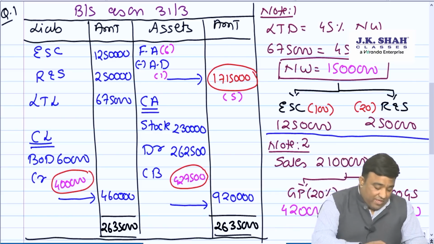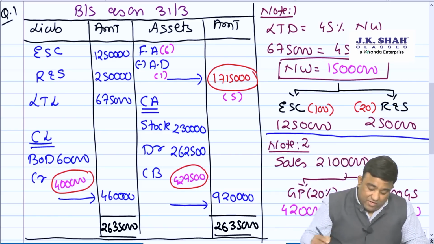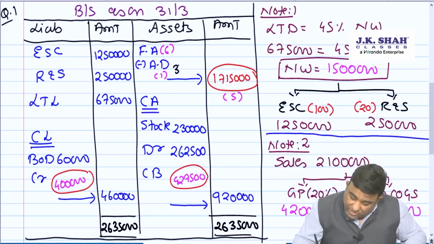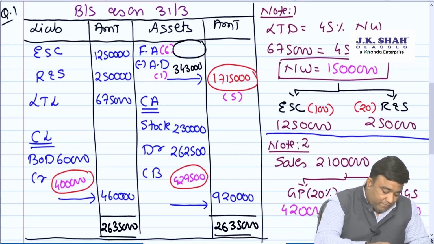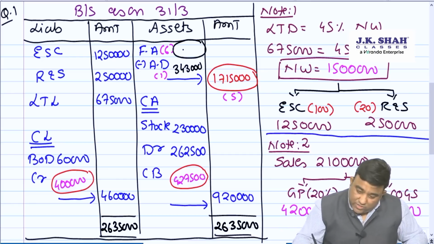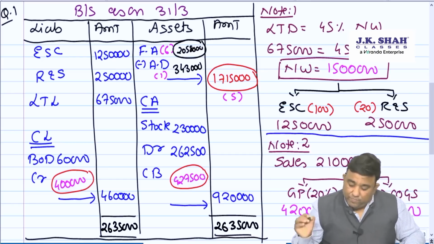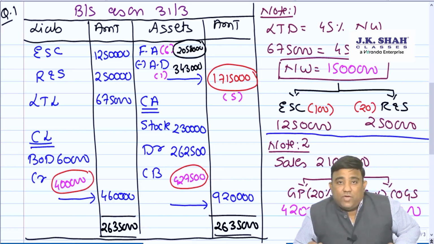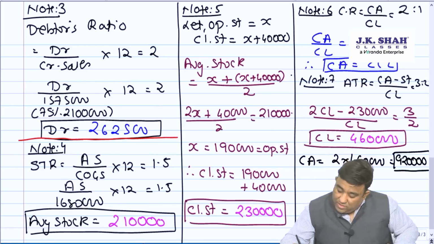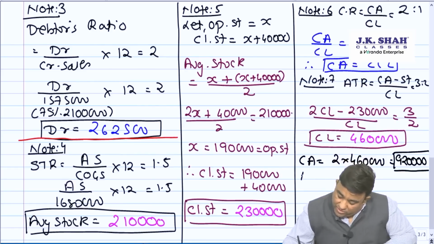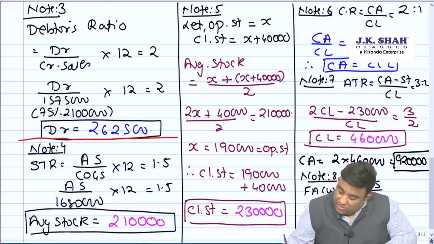So I can vice versa apply 17,15,000 divided by 5. It is 3,43,000. What is 343? Accumulated depreciation. So I can easily calculate this, that is 20,58,000. Clear everyone? Okay. Student, even I can show a working note for the same. You can say that is note number 8. That fixed asset WDV is 5/6 of fixed asset at cost.